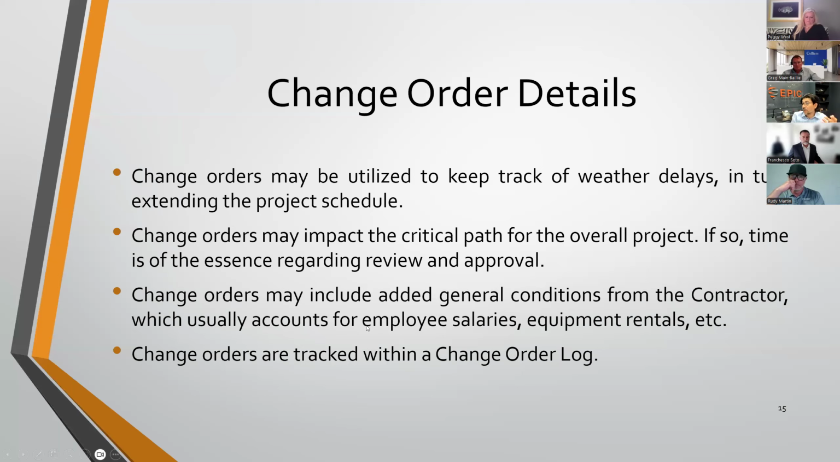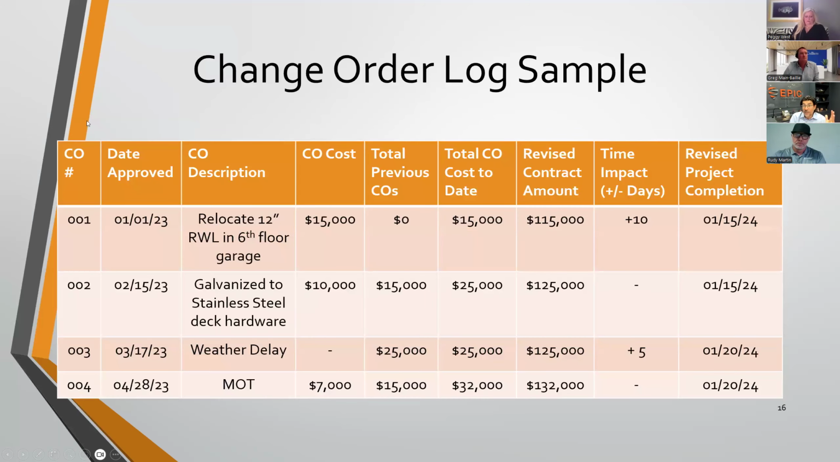Change orders can also include general conditions from the contractor, which can account for those soft costs. Some examples of those soft costs could include employee salaries, equipment rentals, porta potties, trash compactors, or dumpsters, whatever you may need for the project. And change orders are ultimately going to be tracked into a change order log. Here's an example of that log.